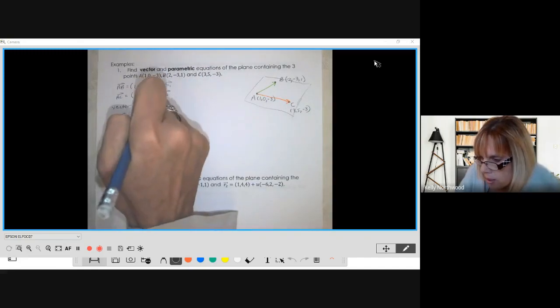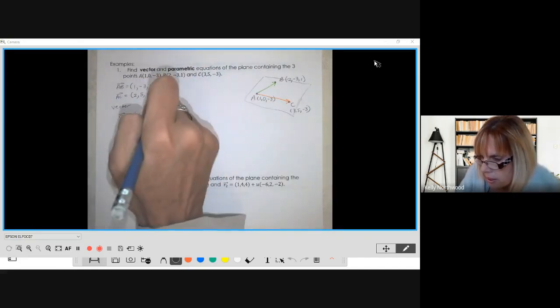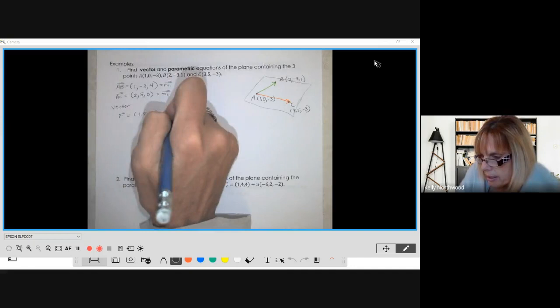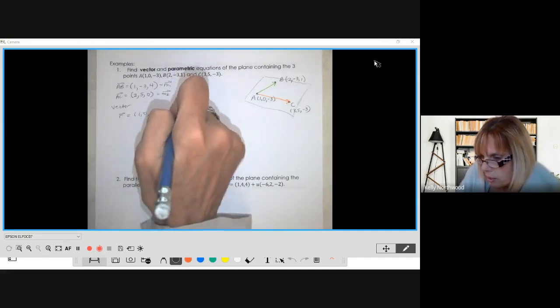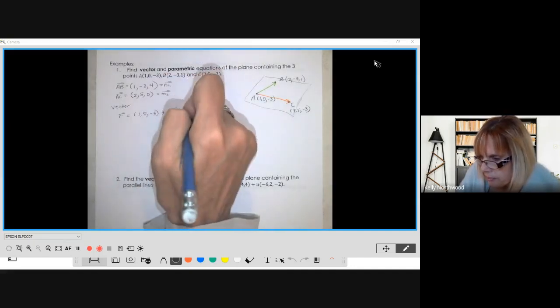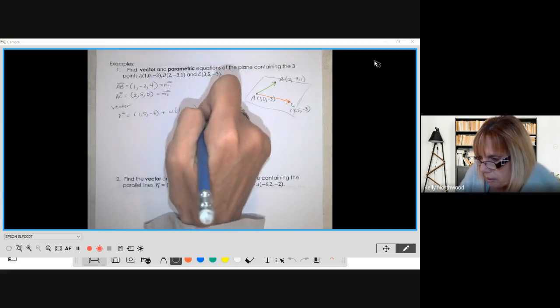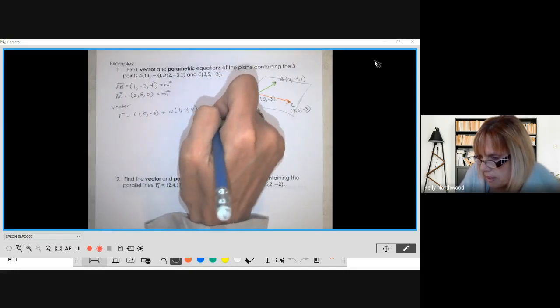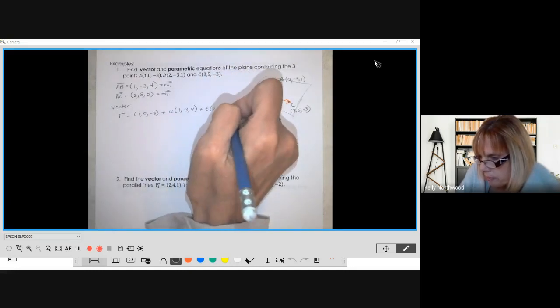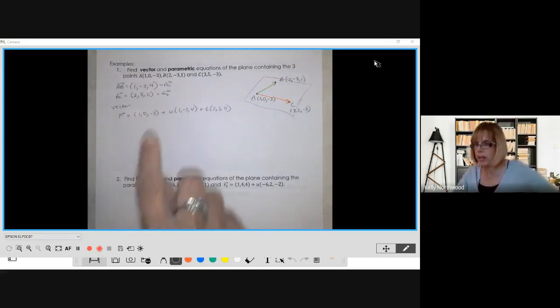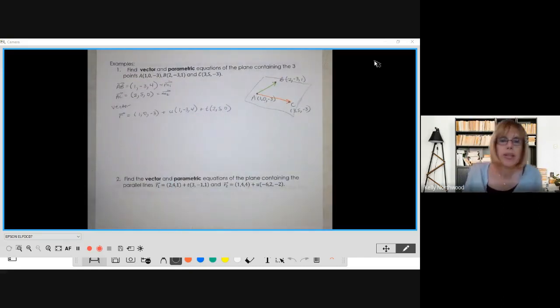So 1, 0, -3 plus U times my first direction vector plus T times my second direction vector. It doesn't matter what letters you use for parameters. Common ones are T, S, T, U, V, P, Q, I would say, are the most common ones people use for parameters.